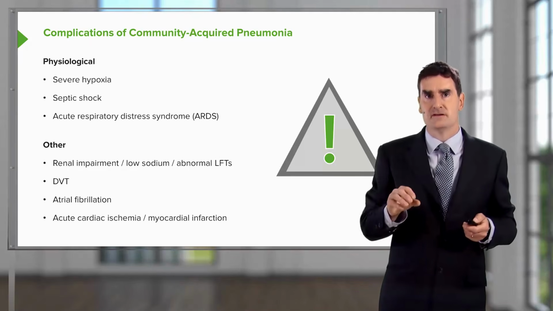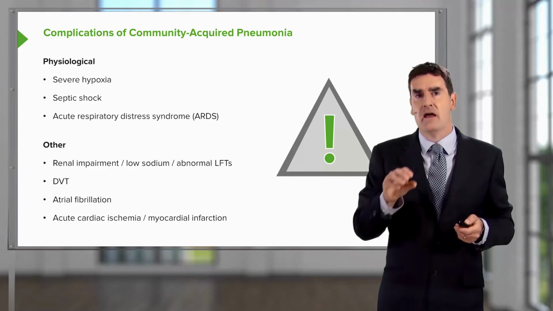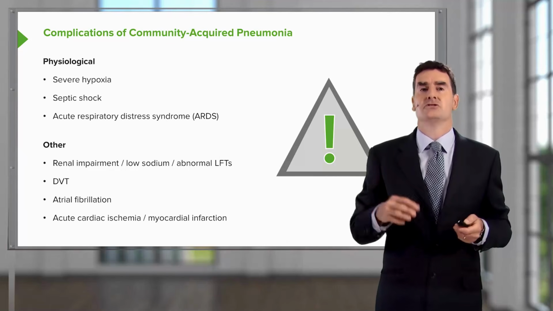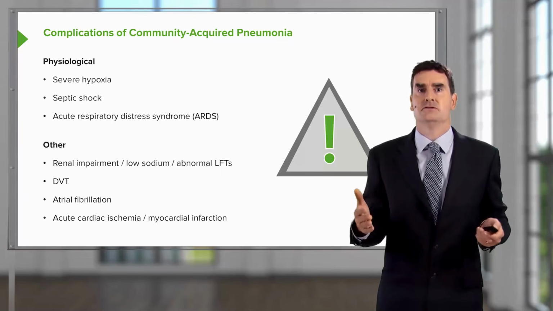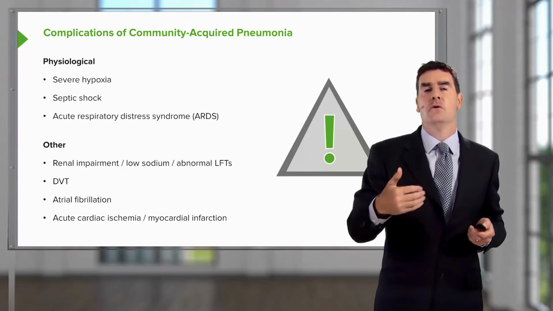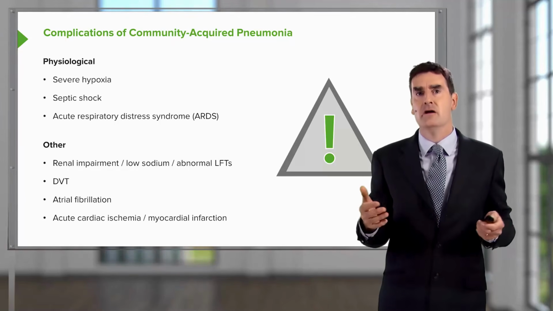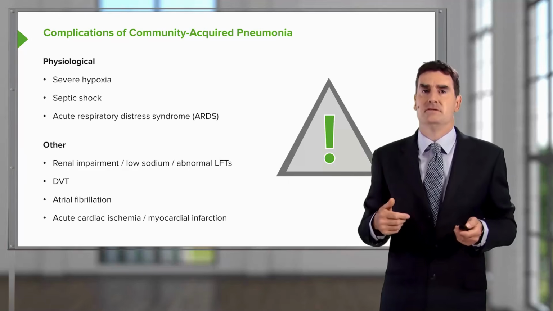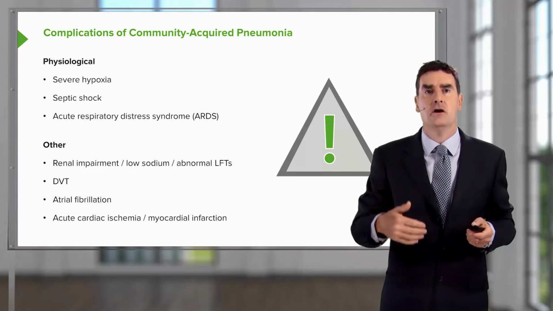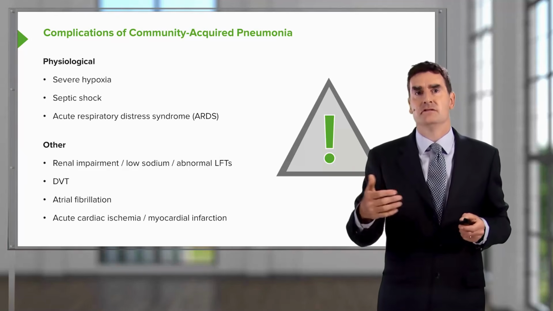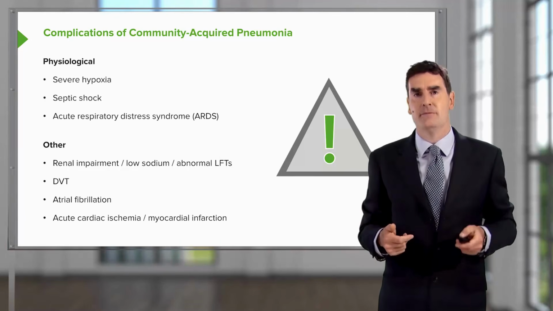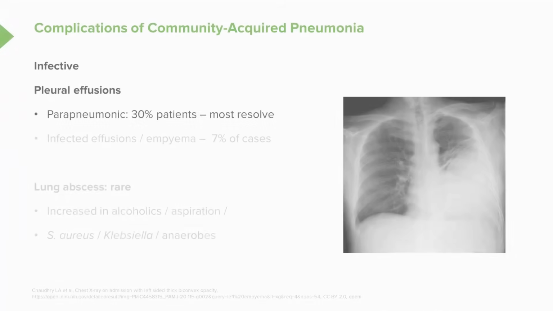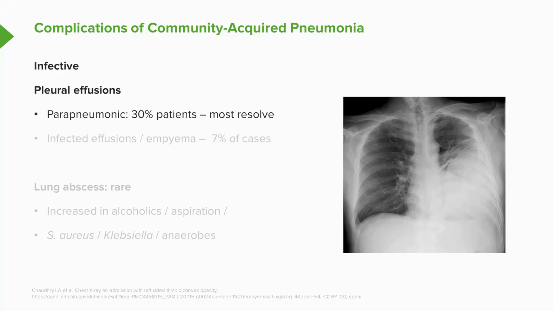Another important thing is acute cardiac ischemia, and that occurs in patients who are being stressed. And pneumonia is a great physiological stress for the body, and therefore, if somebody has underlying ischemic heart disease, then that could precipitate a myocardial infarction or angina or a decompensation if they've got cardiac ventricular impairment. So the important complications of pneumonia not to miss are infective ones, and this largely comes down to pleural effusions.